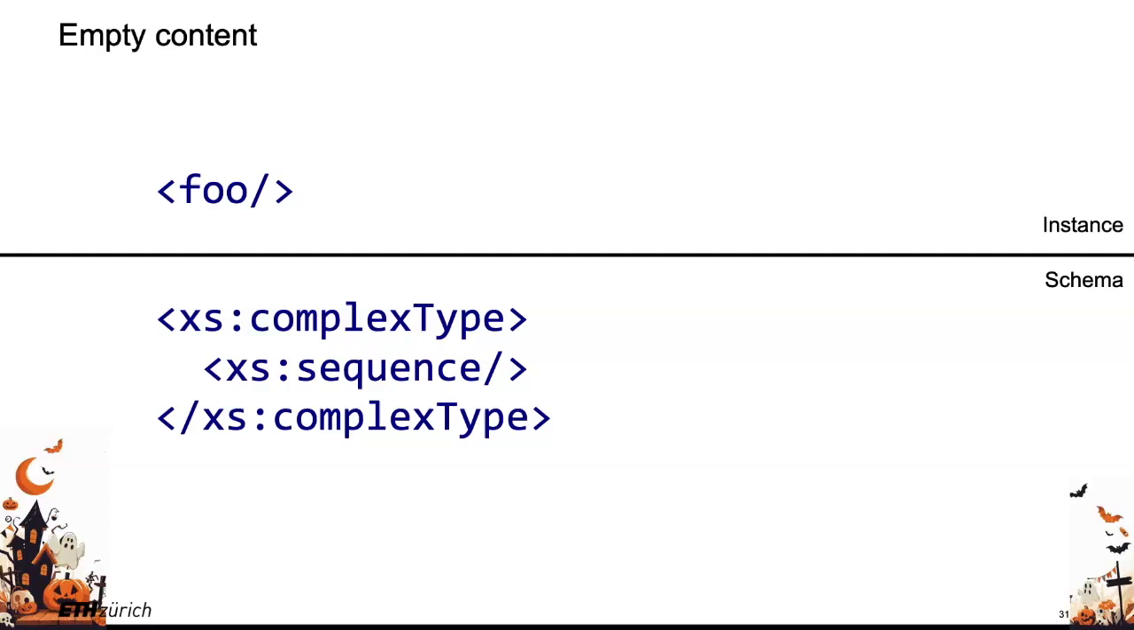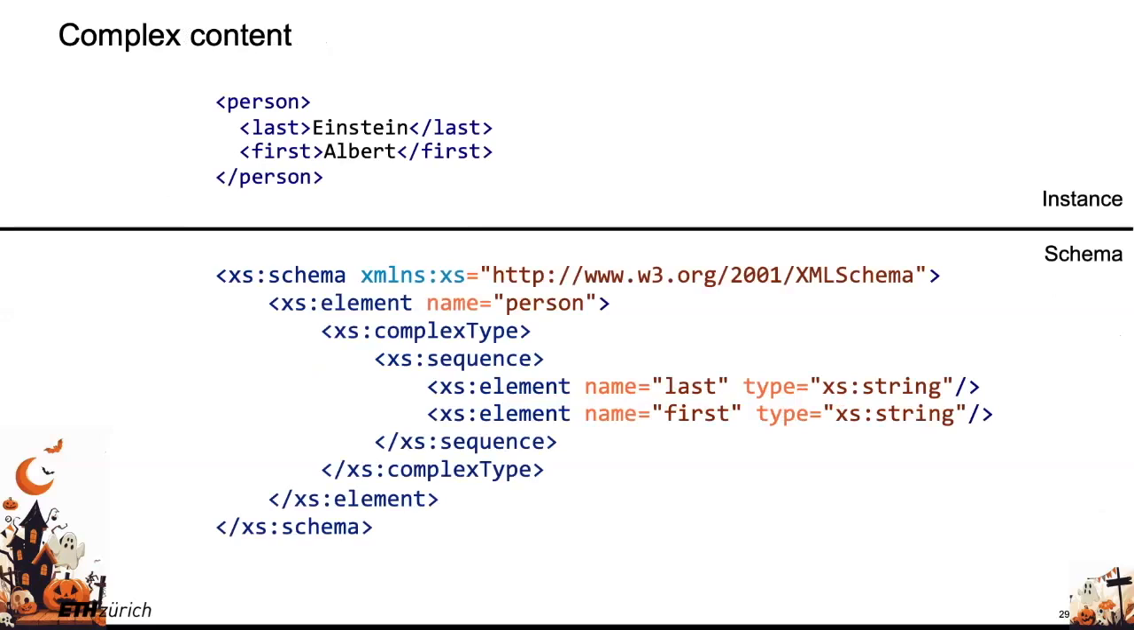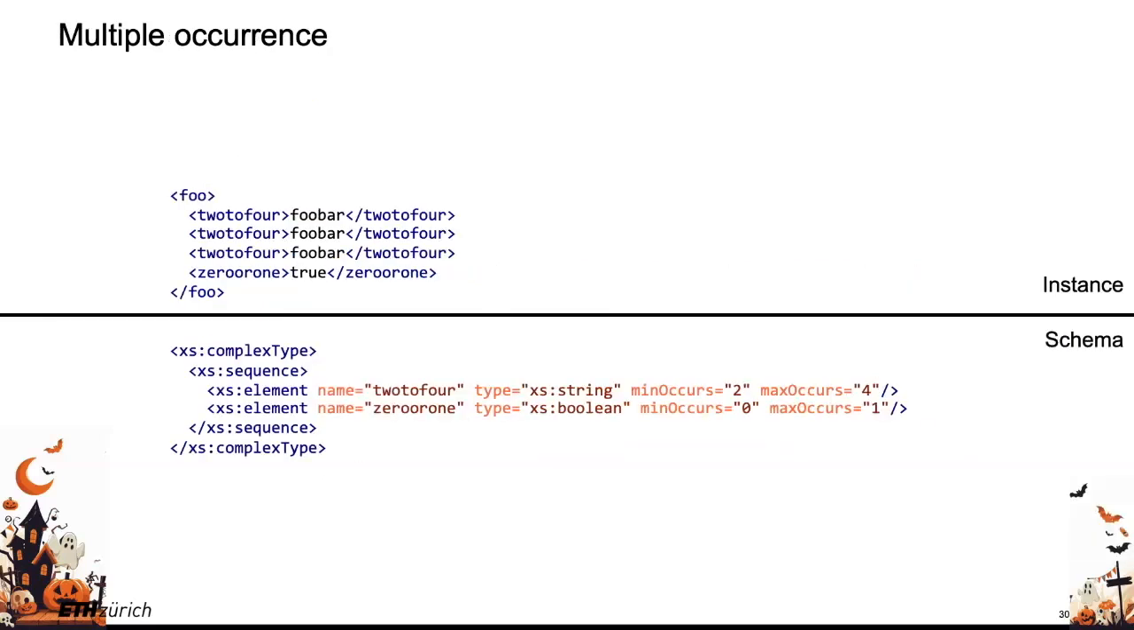Does the sequence imply the order of the elements? Yes, it implies the order. Yeah, absolutely. It is ordered and it has to be in exactly that order. You have another way, but it's not part of the material, to make the order optional. It's called all. Yeah. Okay.